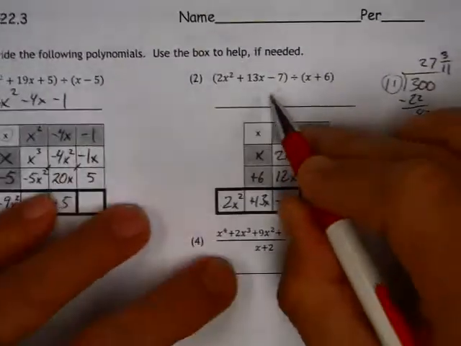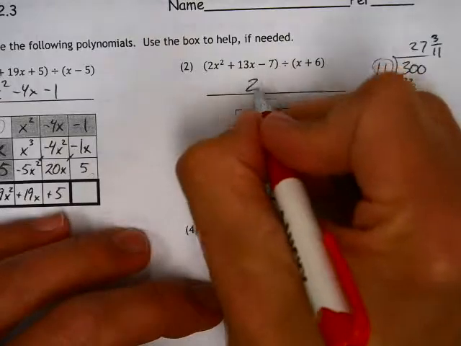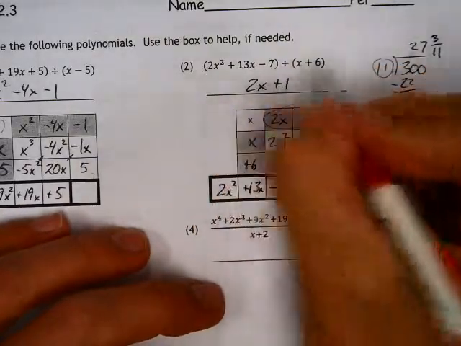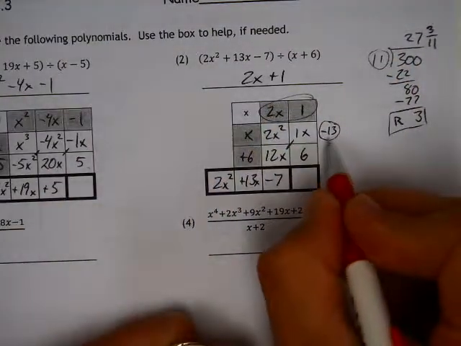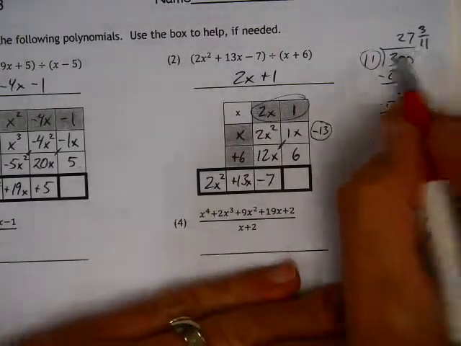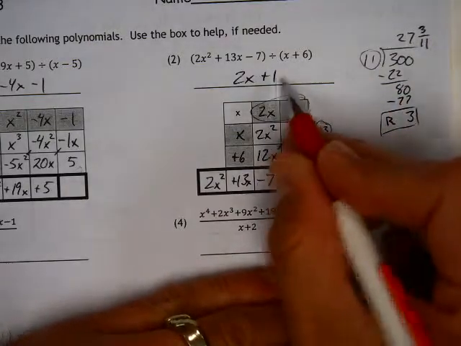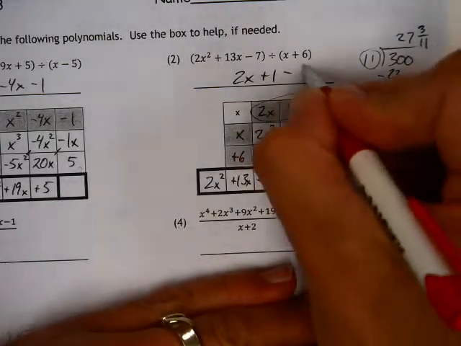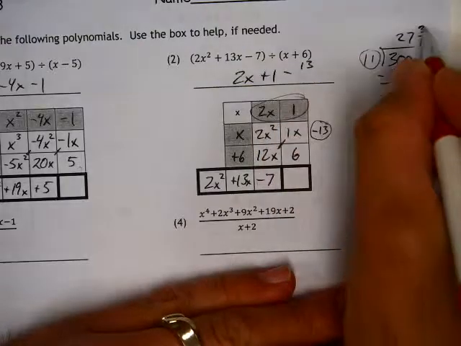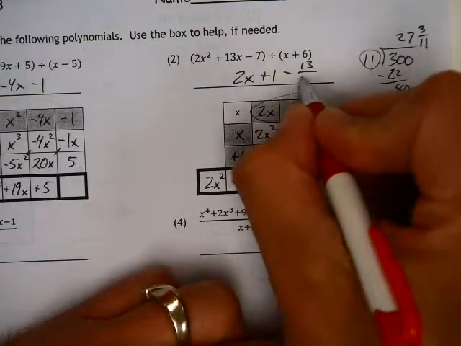Well, the same thing applies here. Okay, my answer is still what I end up with on top. So this is a 2x plus 1, but I have a remainder of negative 13. Like we did over here, we're just going to kind of stick it next to the rest of the answer. So next to this, I'm just going to put a minus 13, but like we did 3 over 11, because that's what we're dividing by, we're dividing here by an x plus 6.